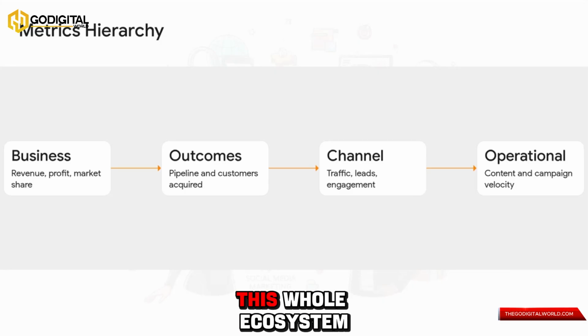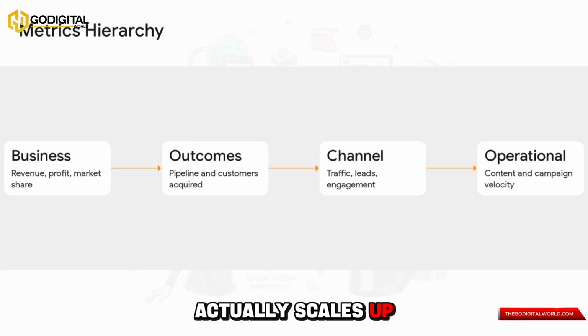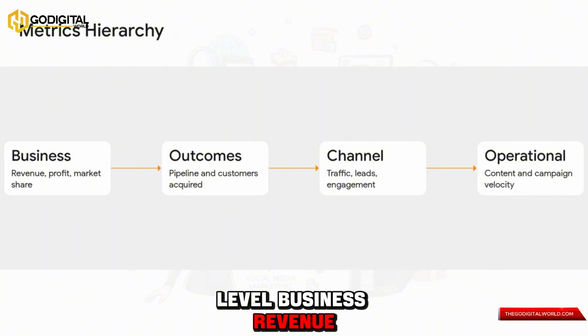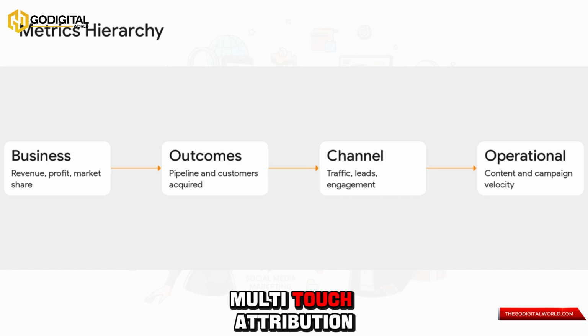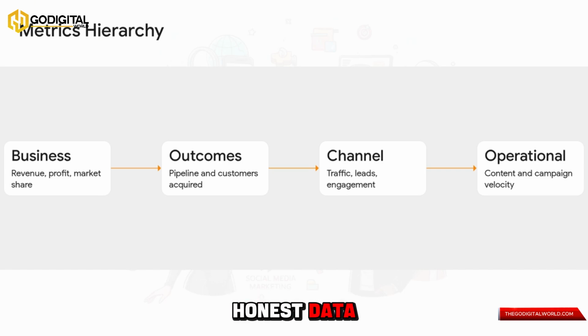Now, to ensure this whole ecosystem actually scales up, you have to build a strict metrics hierarchy flowing from top-level business revenue all the way down to operational velocity. Also, this is absolutely crucial, you have to abandon last-click attribution. That's the model that only gives credit to the very last thing a customer clicked before buying, totally ignoring the messy, nonlinear journey we just talked about. By shifting to multi-touch attribution models, you get an honest, data-driven picture of how every single piece of content actually contributed to the final sale.